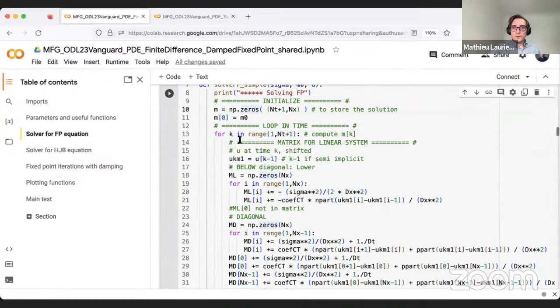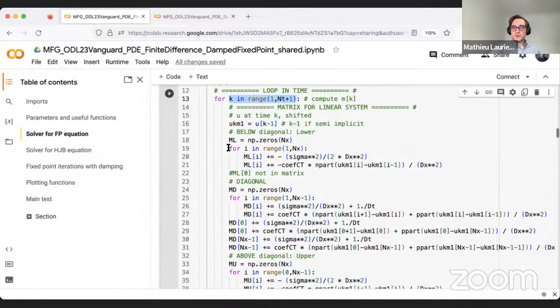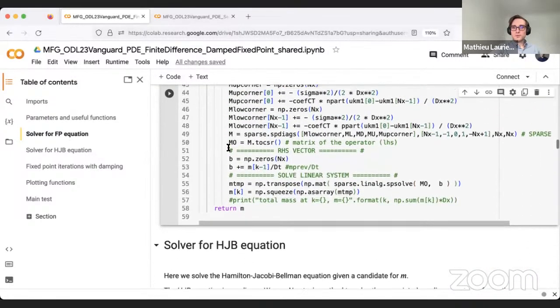So the way it works here is that there is a loop in time. You start with time 0, where you know m0. Then there is a loop in time from time 1 to nt plus 1. And at each time step, what do you do? You build a matrix. I will skip the details. You build a matrix, and then you build the right-hand side, and you solve a linear system.